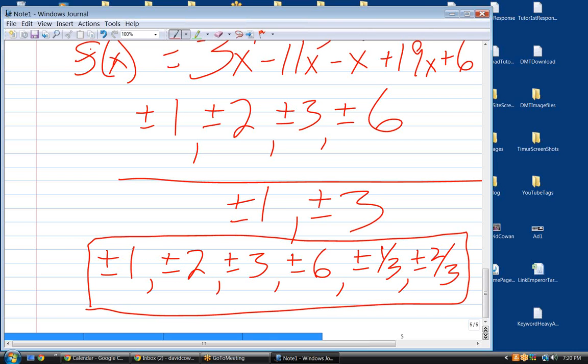But the way I would do it would be to start with plus or minus 1 and then try plus or minus 2. In other words, I would do whichever were the easiest numbers to try. I would leave these two for last just because the synthetic division, or the substitution, is going to be harder with the fractions.